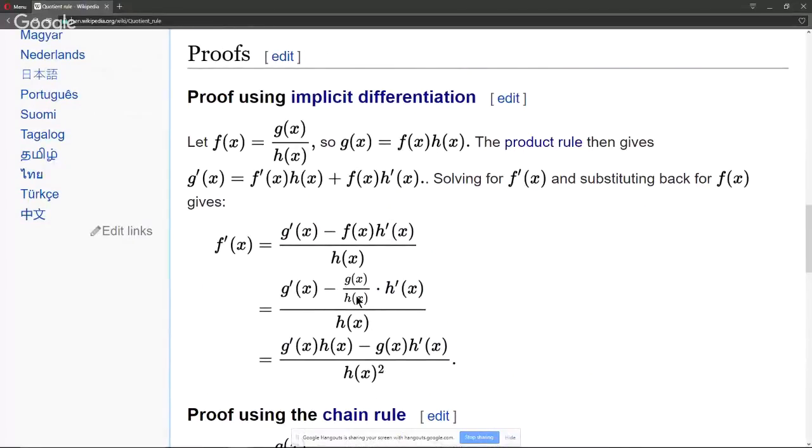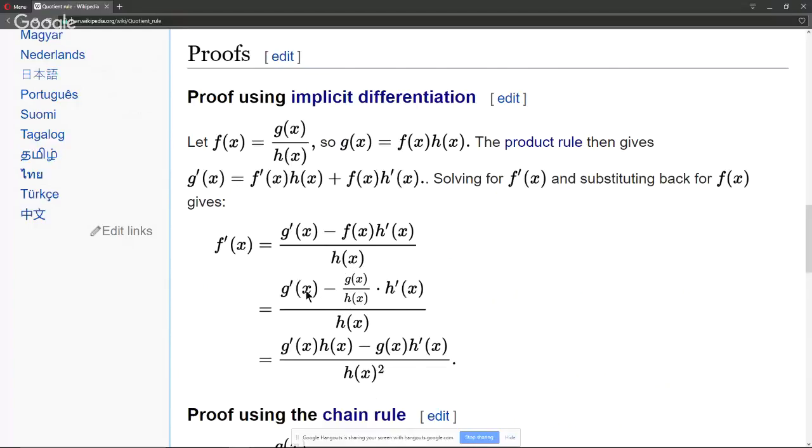So let's actually look at this. Okay, all we did was back substitute g of x over h of x for f of x here, which is what I was trying to do, but the program wasn't allowing me to do it. I have to work on that. Basically, we're back substituting this into this. Now, the easiest way to get rid of the h of x in the bottom here is to multiply the top and the bottom by h of x. When we do that, the h of x here is going to go away.